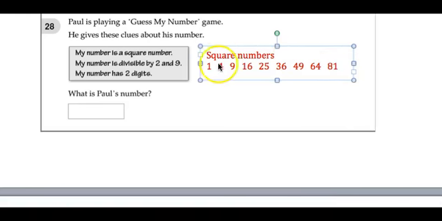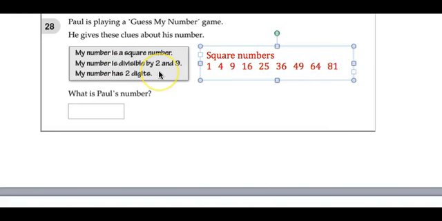So the square numbers: 1 squared is 1, 2 squared is 4, 3 squared is 9, 4 squared is 16, 5 squared is 25, 6 squared is 36, 7 squared is 49, 8 squared is 64, 9 squared is 81. And we know that 10 squared is 100. However, it says down here that the number only has 2 digits, so we don't need to include 100.